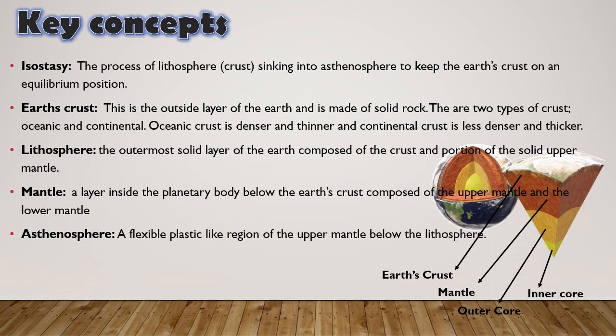Lithosphere: the outermost solid layer of the Earth, composed of the crust and a portion of the solid upper mantle. Mantle: a layer inside the planetary body below the Earth's crust, composed of the upper mantle and the lower mantle. Asthenosphere: a flexible, plastic-like region of the upper mantle below the lithosphere. This is the structure of the Earth.